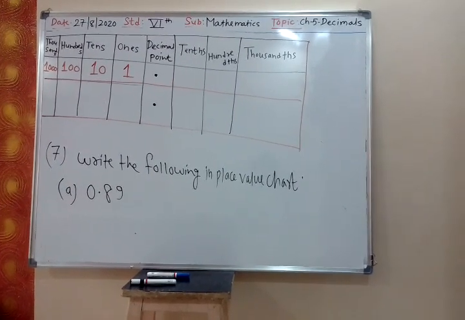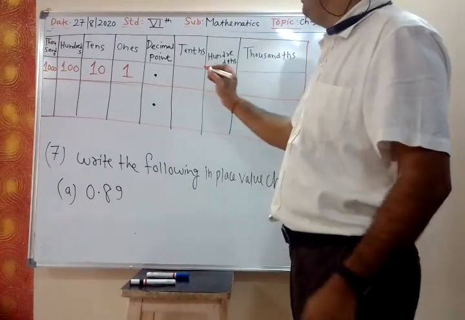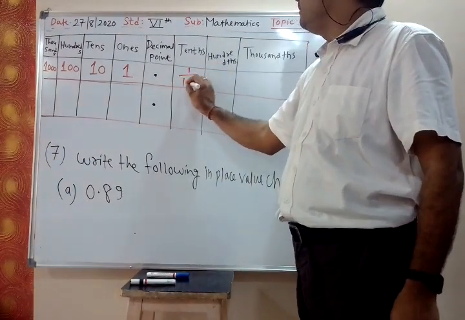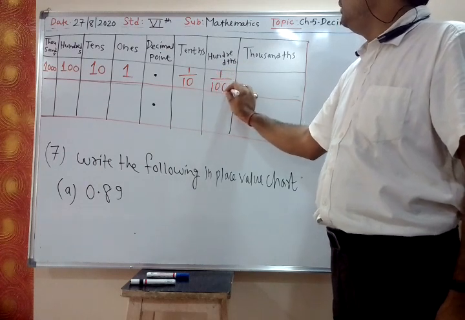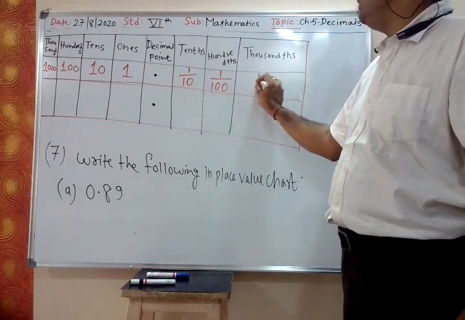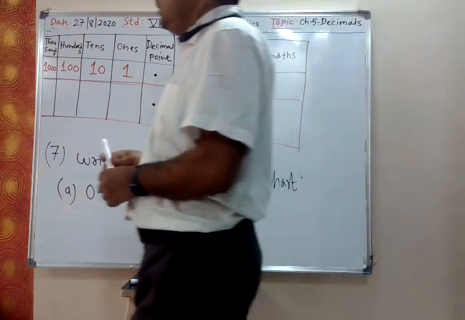Now on the right side, tenths we multiply by 1 upon 10. For hundredths we multiply by 1 upon 100. For the thousandths position we multiply by 1 upon 1000. Now let us write the digits.